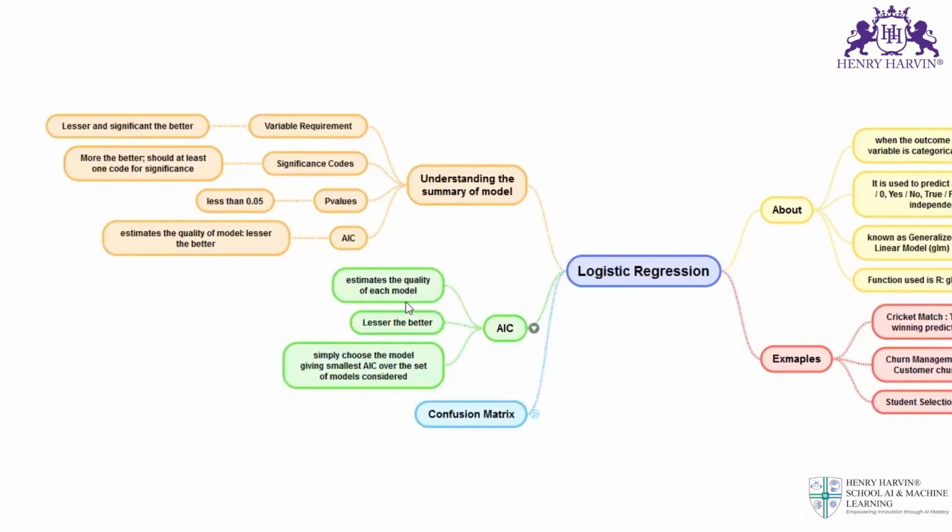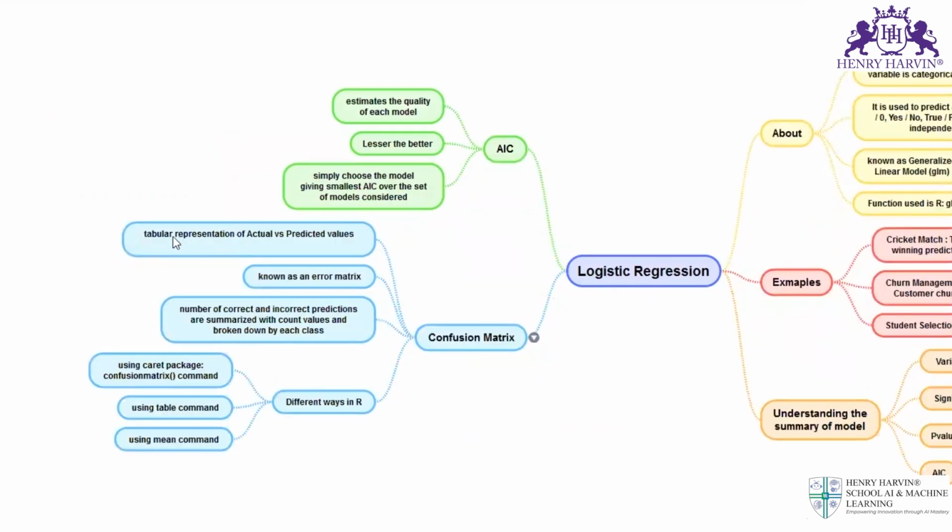You should know what AIC is. It estimates the quality of each model. Lesser is better, and it helps us select the smallest AIC, that is, the best model out of all the considered models. And the confusion matrix is a tabular representation of actual versus predicted values. It is also known as the error matrix. There are 3 different ways in which you can create a confusion matrix in R: using the caret package, where the command is confusionMatrix, using the table command, and using the mean command.